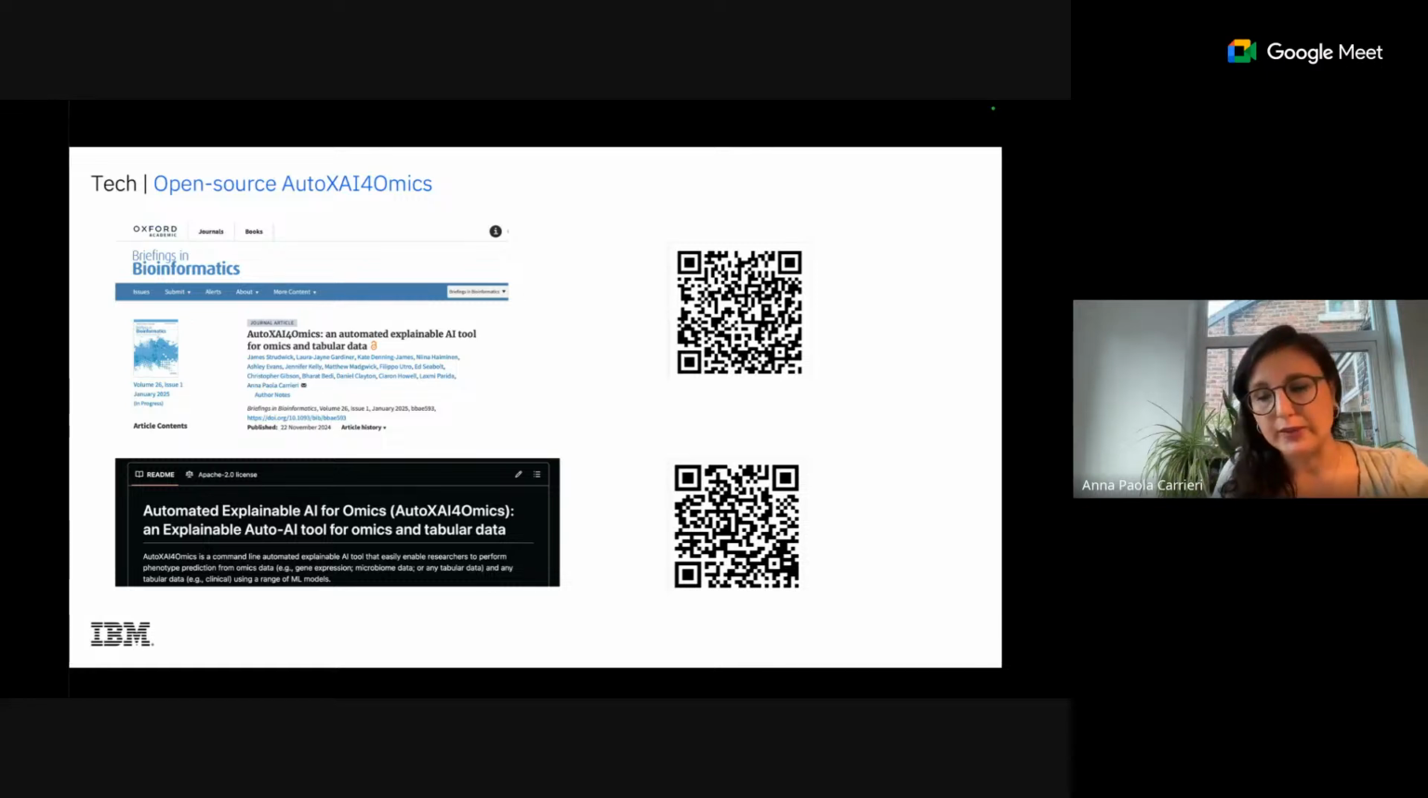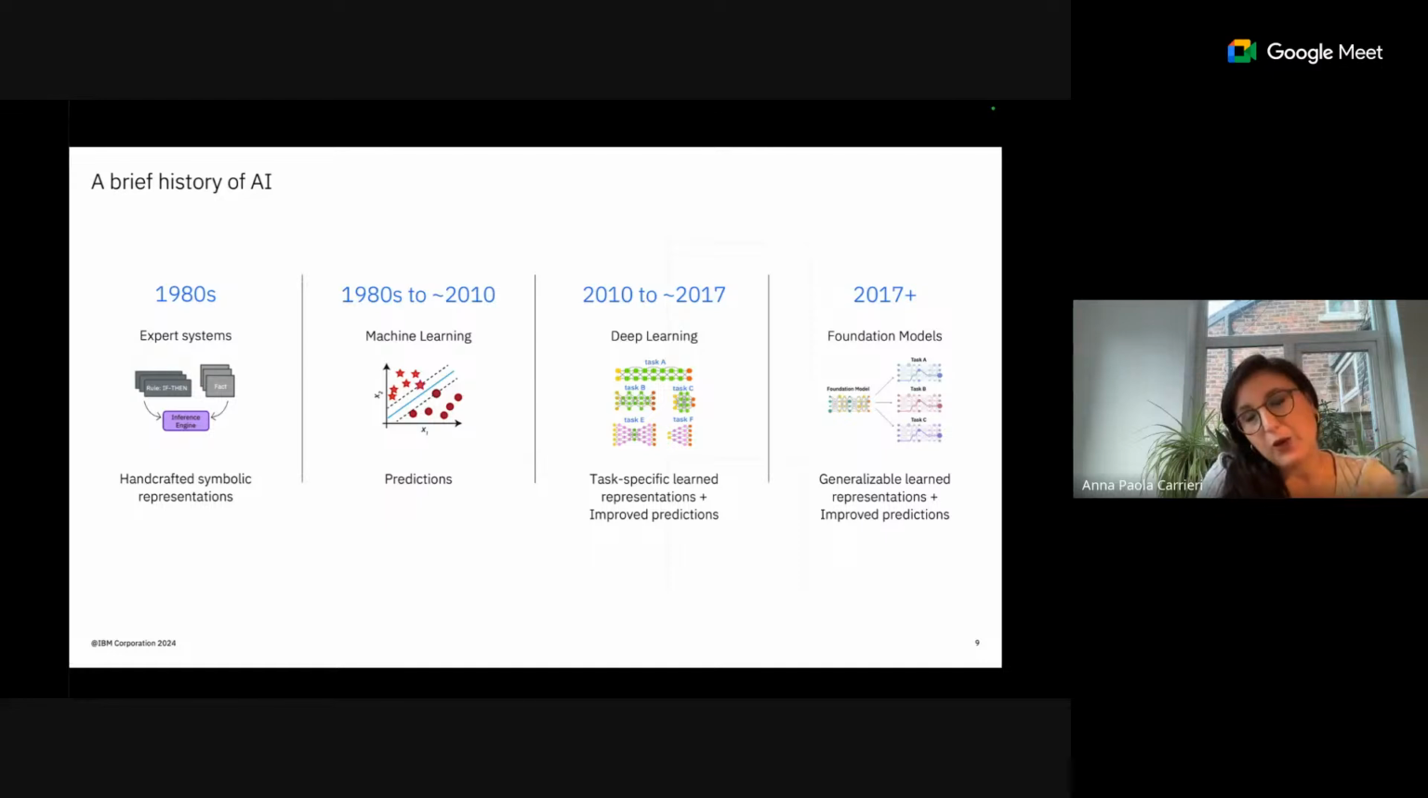For the community to use it, and we still use it when we want to compare the results of foundation models with traditional machine learning. But we are maintaining it, not developing it further, because our focus has shifted to foundation models. Now, possibly many of you already know all of this, but I thought it would be nice to give a brief overview of the story of AI and how we got to foundation models.